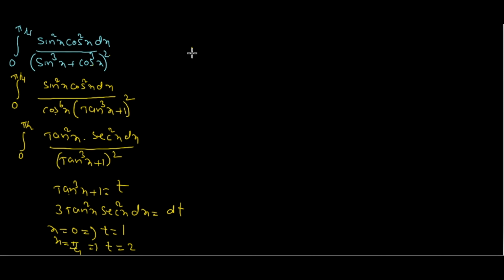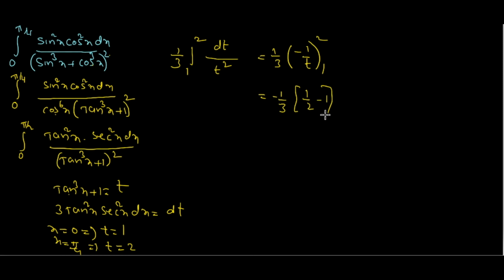So that is equal to integration of 1 to 2 tan square x into secant square x dx, that is equal to dt by 3, that is 1 by 3 into, tan cube x plus 1 is t, that is t square. So integration of dt by t square, that is equal to 1 by 3 into minus 1 by t, upper bound 2, lower bound 1, that is equal to minus 1 by 3 into (1 by 2 minus 1), that is equal to minus 1 by 3 into minus 1 by 2, that is equal to 1 by 6.